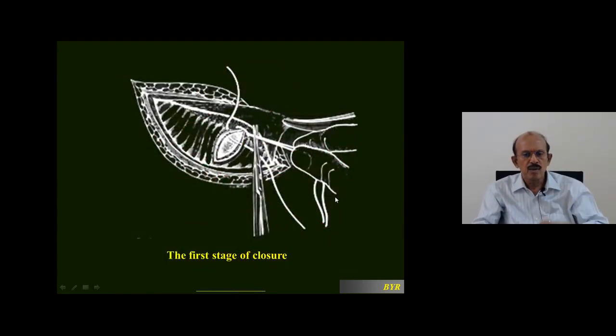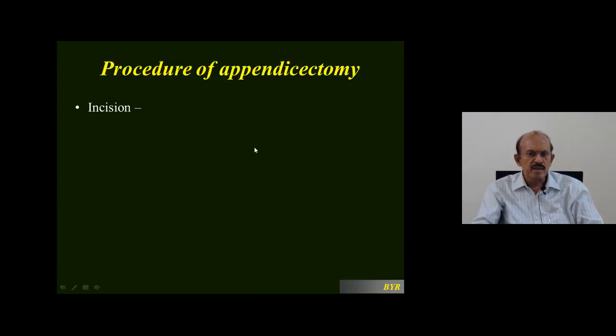Then close the abdominal wall. You close the peritoneum, then close the transversus abdominis and internal oblique muscles, then close the external oblique aponeurosis, and close the skin.